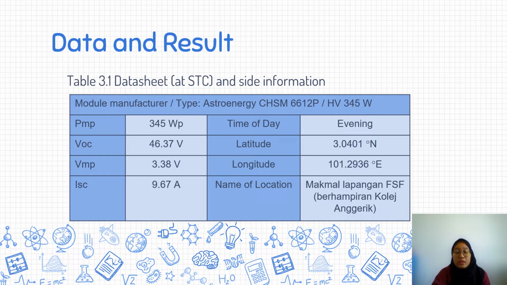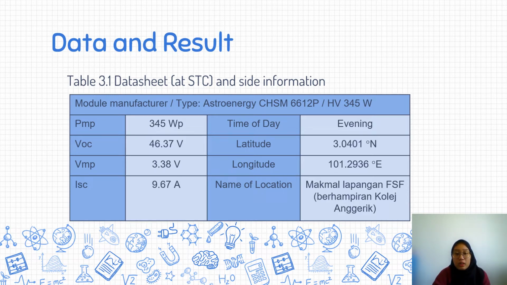For data and result, there are 3 tables that we need to obtain. Table 3.1 is datasheet at STC and site information. The module manufacturer is Astro Energy CHSM6612P, and the type is HV345W. The PMP for this PV module is 345WP.